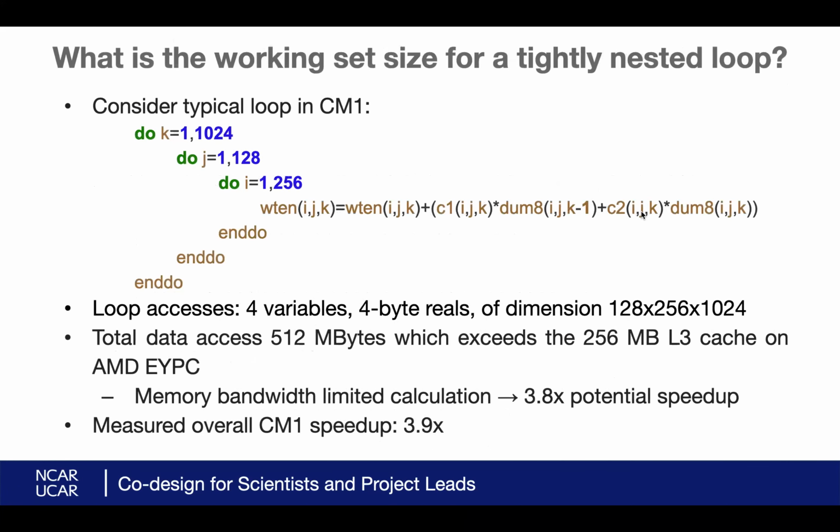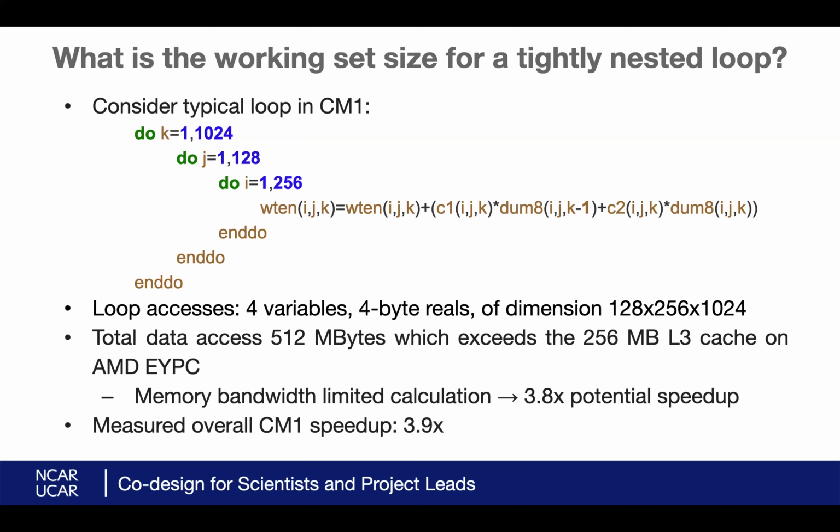If you can use tensor calculations, then a much larger floating point increase is possible. All right, so this is going back and looking at the loops. The way to get a handle on this is, what is the working set size for a tightly nested loop? We're going to look back at the typical loop in CM1, the triply nested. If you do your math here, you have loop accesses for different variables.